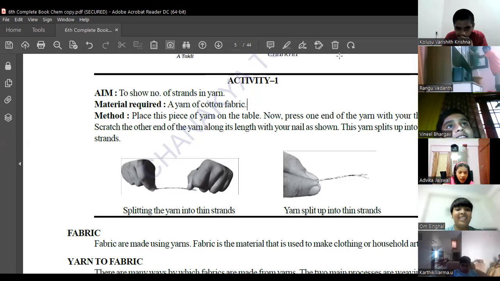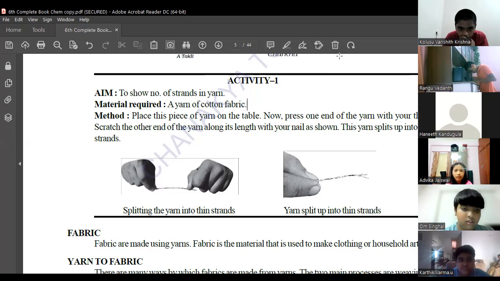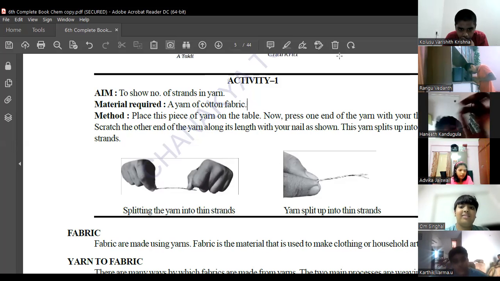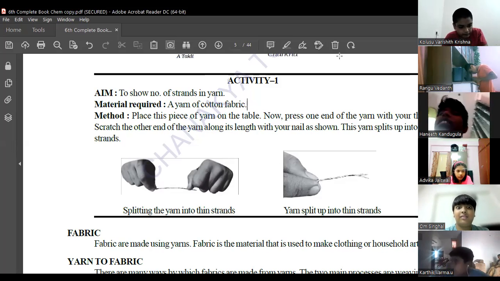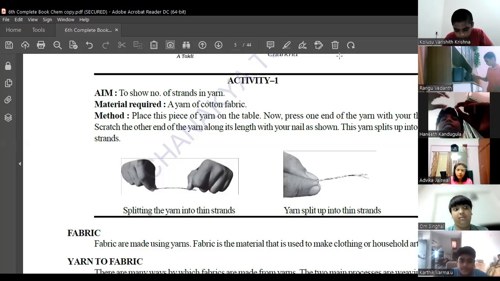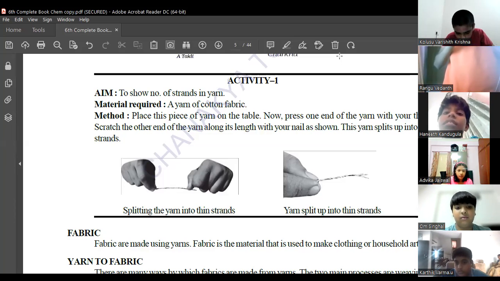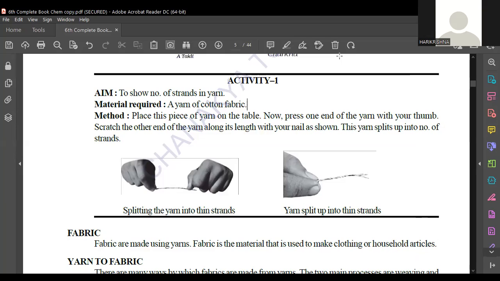I didn't get what we need to do in it. So first you have to take one yarn from a piece of cloth. Take one yarn from the piece of cloth. Yes, got it. Okay, fine. Next, what is the method? You have to place that yarn on the table.